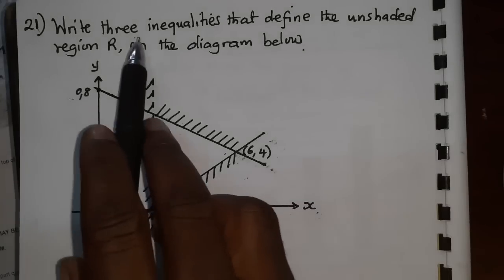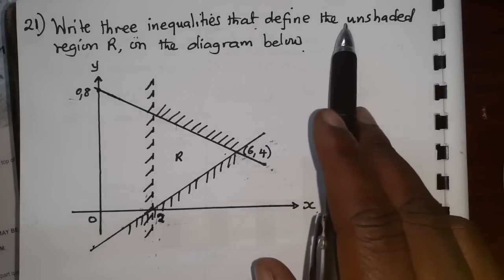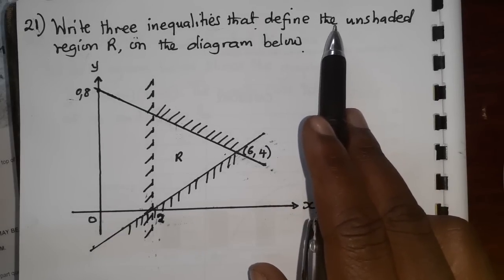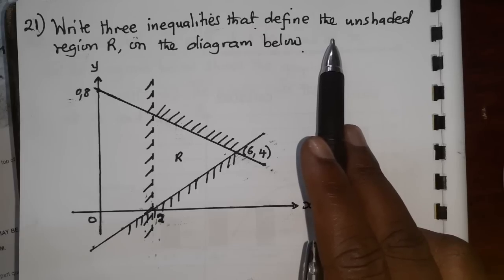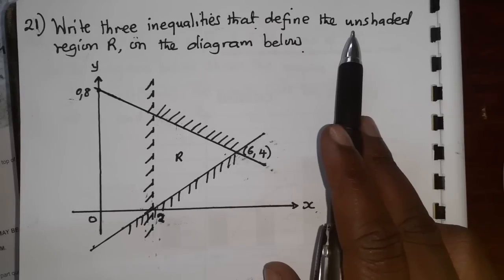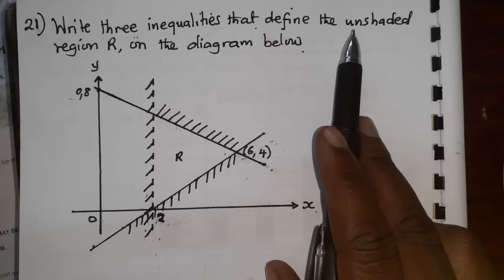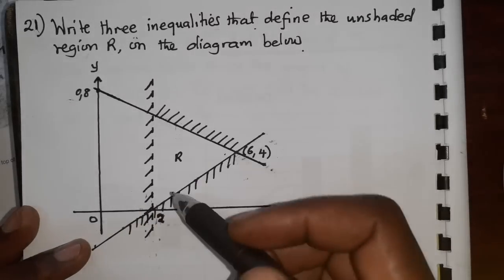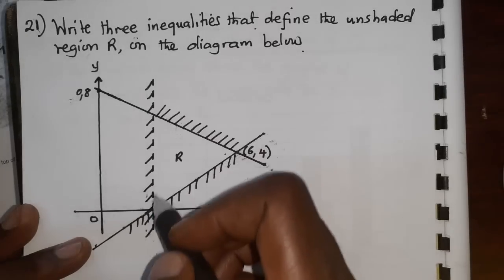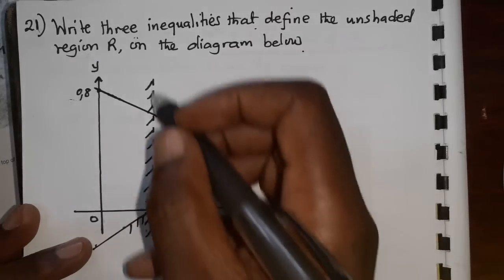Question 21. Write 3 inequalities that define the unshaded region. Okay? All right, so we can start with this one. What I'm seeing is that this line is a dotted line.